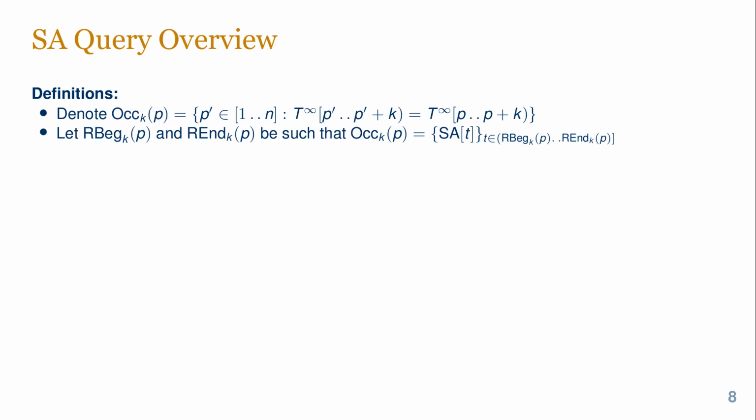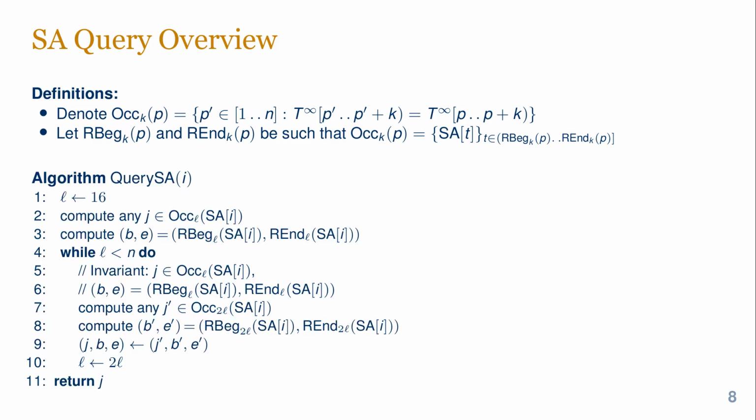Let range beginning and range end, abbreviated rbeg_k and rend_k of p, denote the integers such that the set AWK_k(p) is exactly the set of suffix array values in the range specified by these two indexes. Our suffix array query works as follows. We start by setting the current prefix length to 16. In lines 2-3, we compute some position j, called a witness, that matches the suffix SA[i] up to the first 16 symbols, as well as the endpoints of the suffix array block containing all other such suffixes.